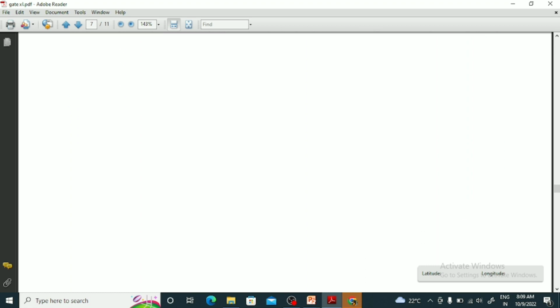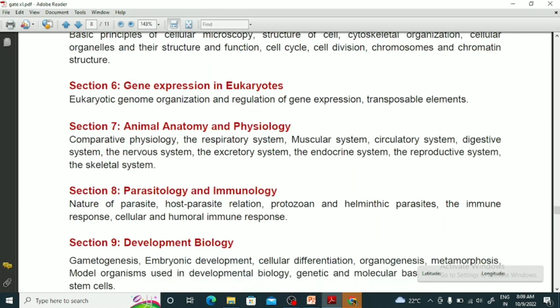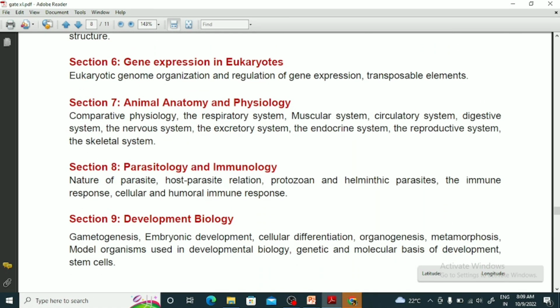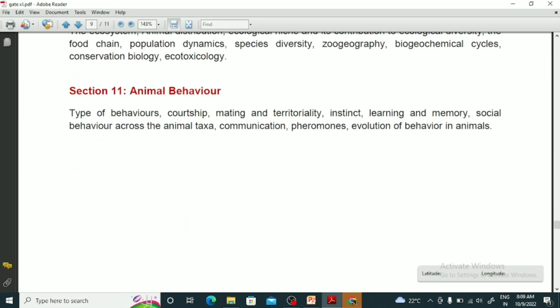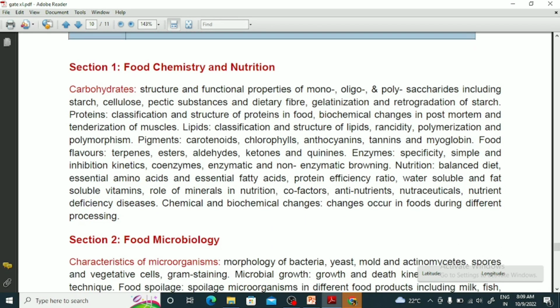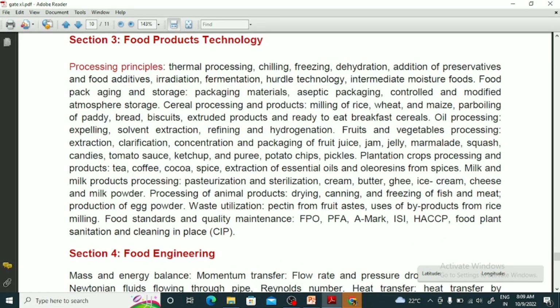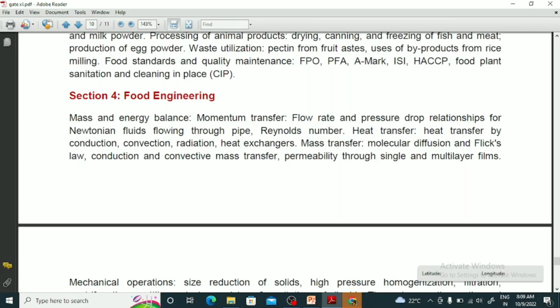Then last we have the zoology area, in which you have to understand about animal anatomy, immunology, developmental biology, ecology, animal behavior, so on and so forth. Last is food technology, where you have to understand about food chemistry, nutrition, food microbiology, food products technology, how the food gets processed, what are the various processes by which the method is completed. Then we have food engineering.